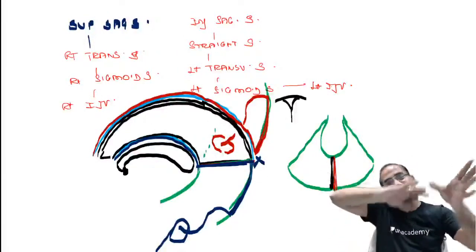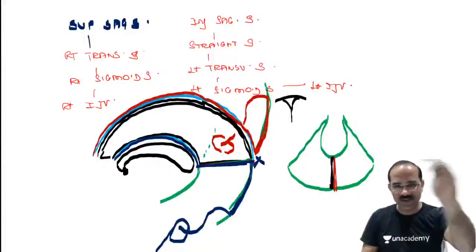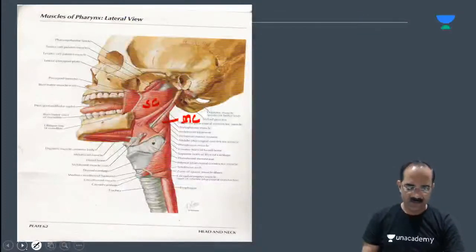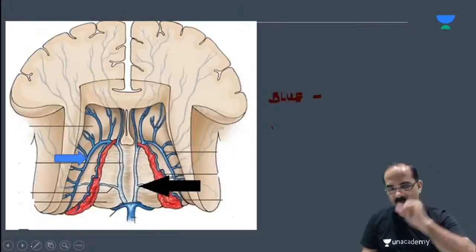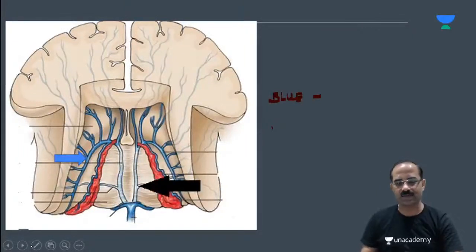Okay, so we just went to a different topic altogether, that's fine. Coming back to our original topic, have a look. So this was our topic here. What is this blue pointed structure? Once again, the question is open to answer. What is this blue structure? It's a vein, it's a vein.